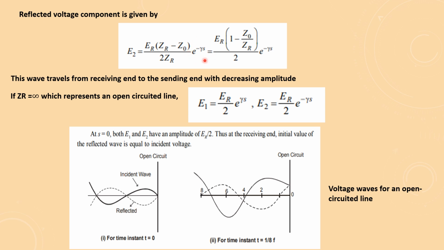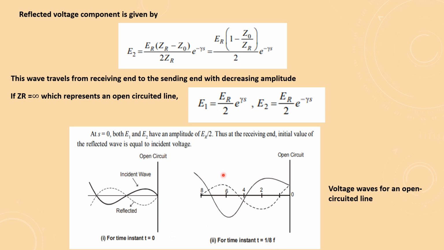So the component with e power minus gamma s will act as the reflected voltage. And if ZR tends to infinity, then that is nothing but the open circuit condition. We can write the incident voltage and reflected voltage. And this graph represents the voltage waves for an open circuited line at time instant t equal to 0 and at time instant t equal to 1 by 8f.